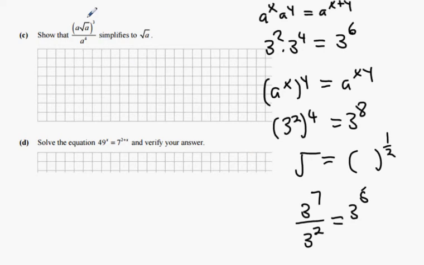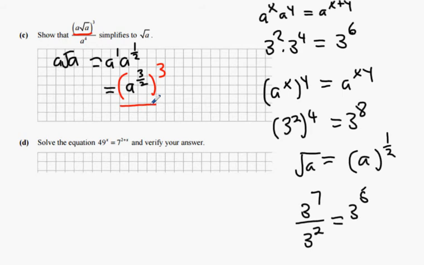Right, so we're going to start off with the a root a. A root a is a to the power of 1, and root a is the same thing as a to the power of a half. You're then going to use the multiplication rule, add them together, and you get a to the power of 3 over 2. I've only done that part there. There's still a power of 3 on the outside, and there's a to the power of 4 on the bottom.